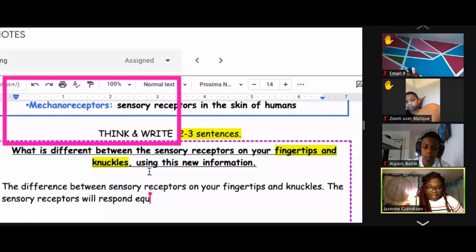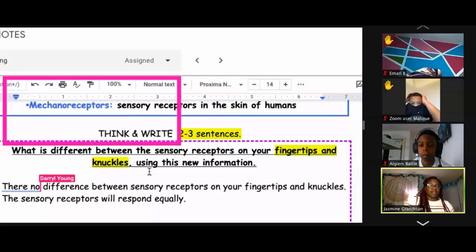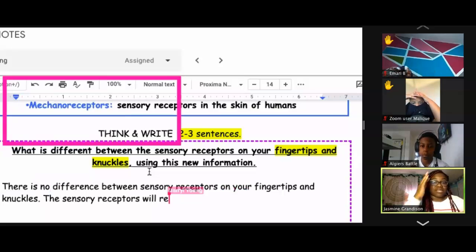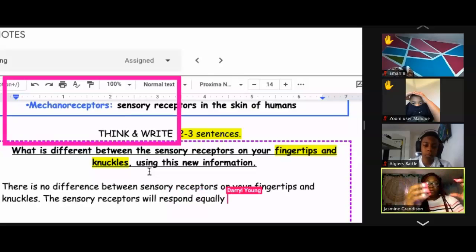Thank you. They will respond equally because in the pink box it says that no matter where it is on your body, it's going to respond the same way. Go ahead and finish that sentence out, sir. Thank you. Some of us, that's why I showed two different answers. Some of us took a different route, and some of us read the information and answered that way. Thank you so much.